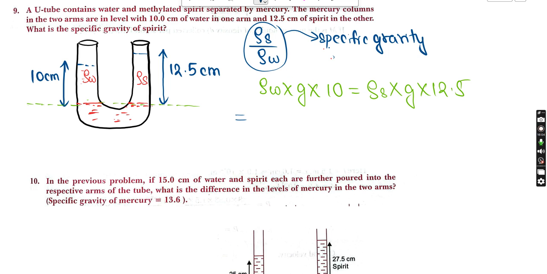So now you can observe it here. We are going to get rho s by rho w, right? So g gets cancelled, and we are going to get 10 by 12.5. If you do 10 by 12.5, it will come as 0.8. So this is the specific gravity of the spirit, right? One part of the question is done.